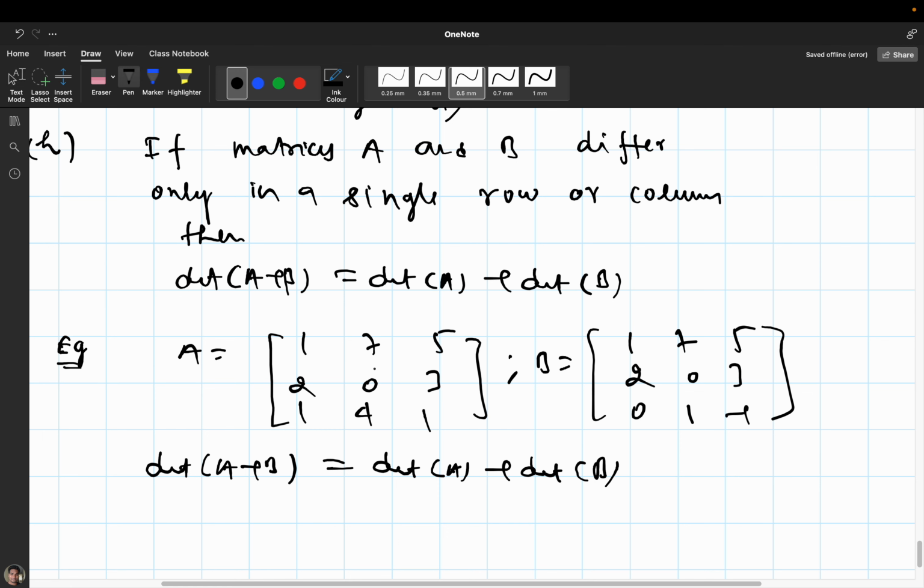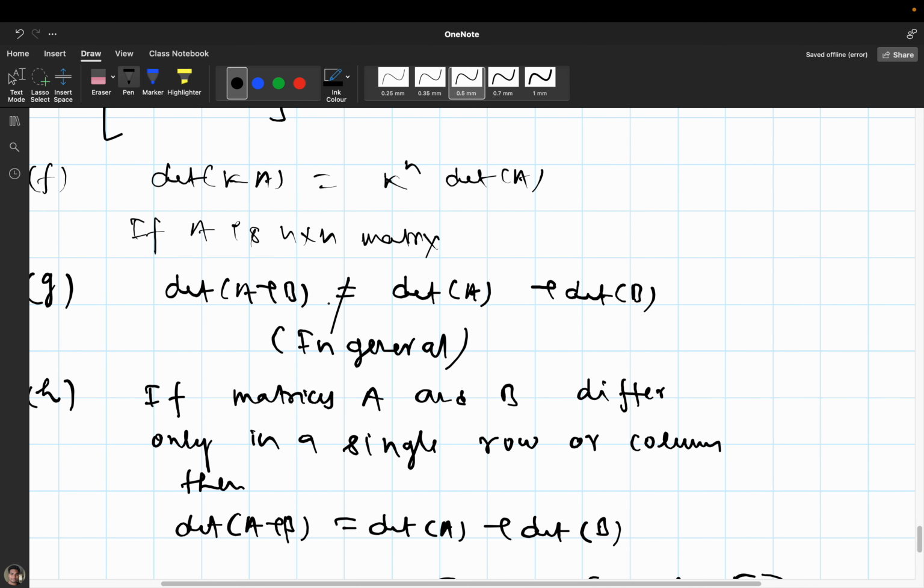In this case, you can see that the first two rows are exactly the same, but the last one is different. In any kind of matrix where only one row or one column is different, if you add the matrices and then find the determinant, it will be exactly equal to the sum of the determinants of the individual matrices. In this case it is okay, but in general it is not okay.